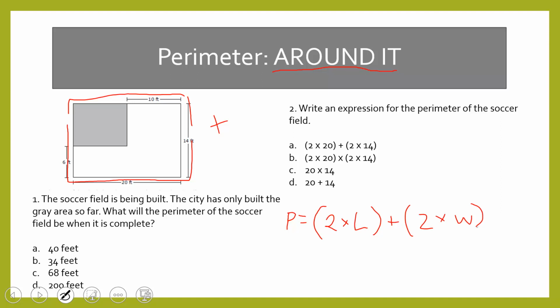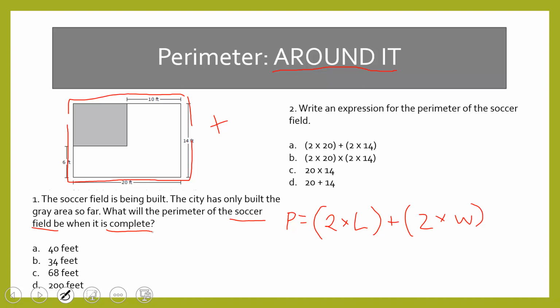The soccer field is being built. The city has only built the gray area so far. What will the perimeter be of the soccer field when it's complete? Okay, so I want the soccer field, and it's when it's going to be complete. So I want the entire soccer field. I've already outlined it in red.